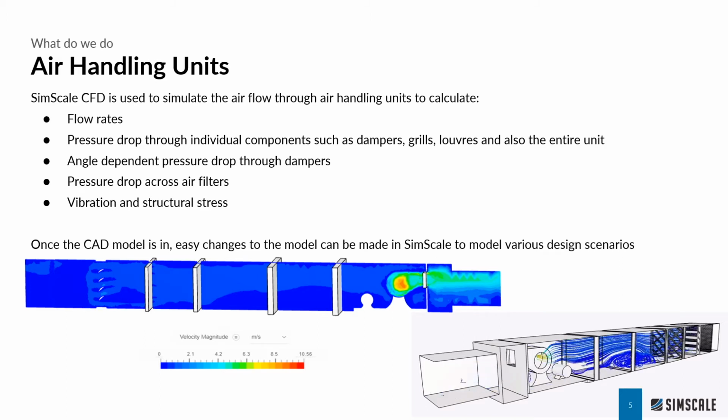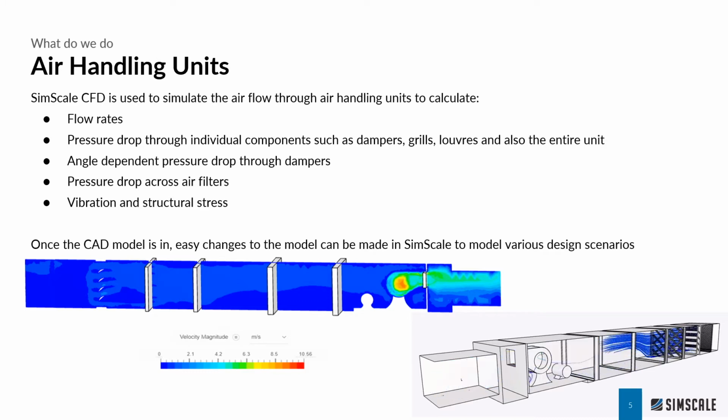Now, a complete unit, as you can see on the image in the bottom right-hand corner, might be made up of multiple screens, filters, dampers, louvers, grills, the ducting itself, and each one of those has a pressure drop across it. So when you put all of them together in one complete unit and then place it in the overall building ducting, what is the flow? How does it move? How much flow do you really get? This is important.